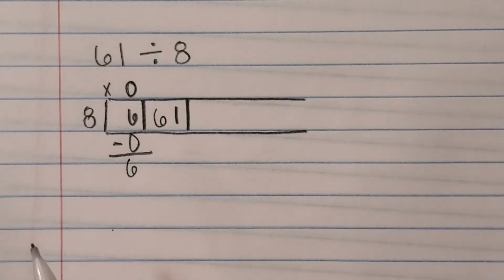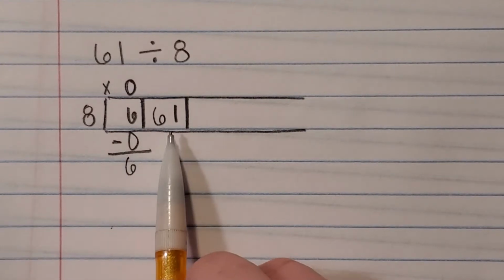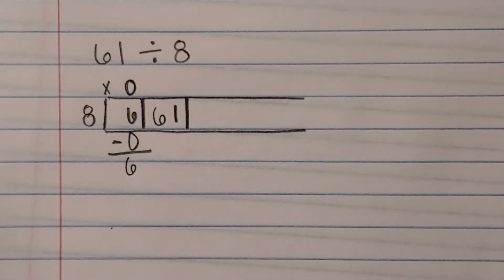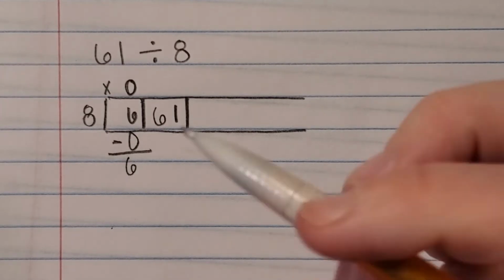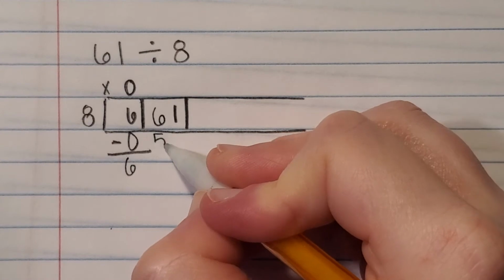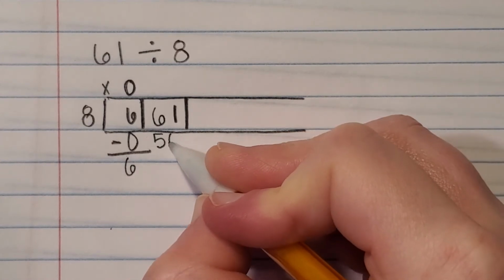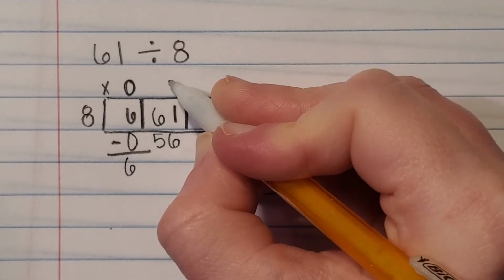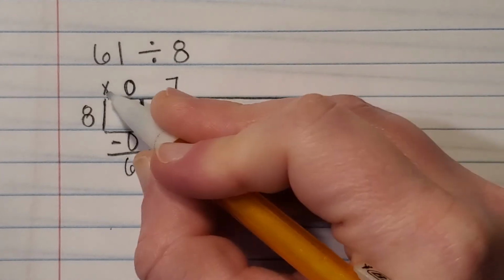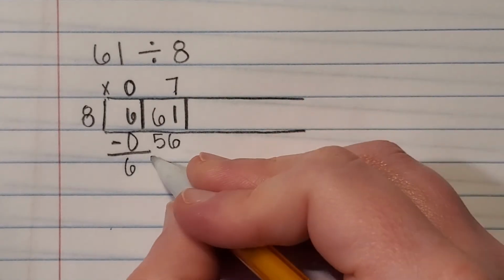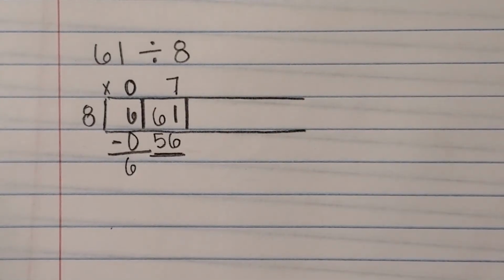All right, now my question says, how many 8s go into 61? Look at your 8 row on your multiplication chart. What is closest to 61 without going over? The number that's closest on my multiplication chart, which should be the same on yours as well, is 56. And that was 7 times. 7 times 8 equals 56. Now we need to go ahead and subtract.